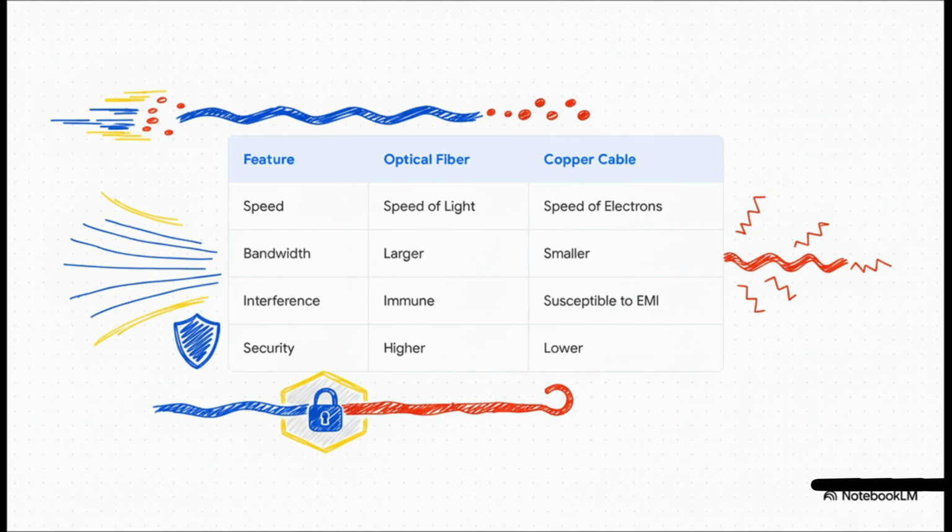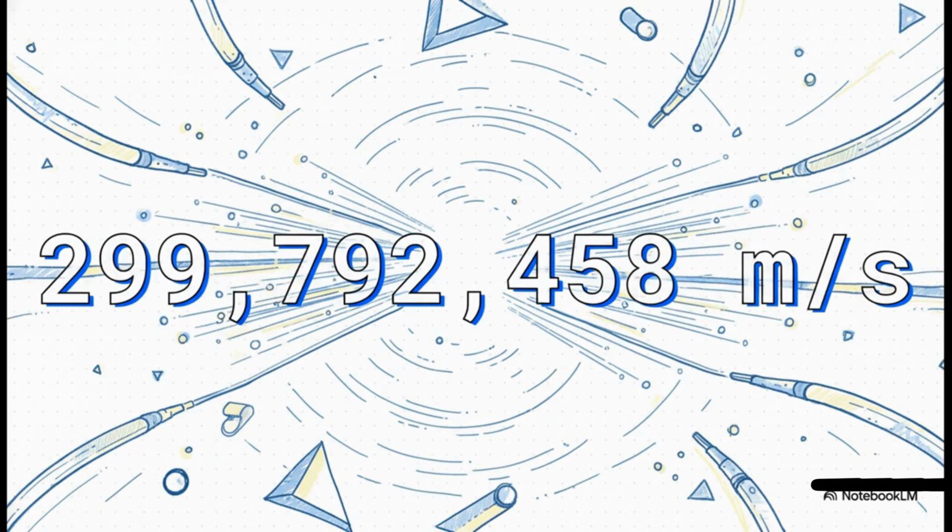Plus, since the light is trapped inside, it can't be affected by electrical interference, and it's way, way harder to spy on. At the end of the day, it really all comes down to this number. That's the speed of light. You just can't beat the fundamental laws of physics, and that makes fiber the fastest possible way to get information from point A to point B on this planet, period.